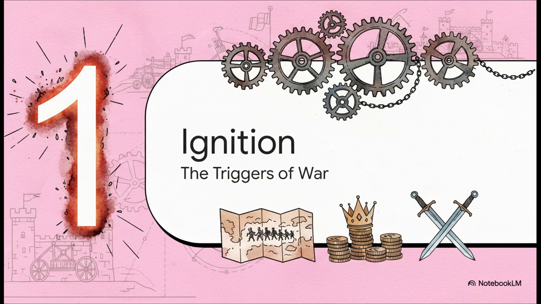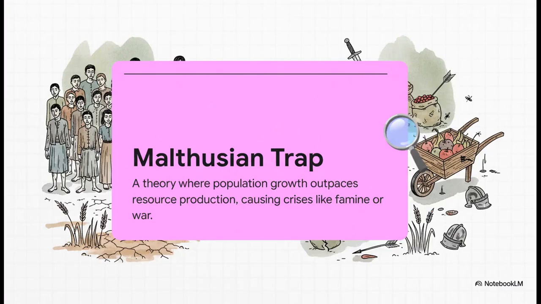Part 1, ignition. What were the reliable, predictable pressures that just kept pushing pre-modern societies towards war, time and time again? Well, one of the biggest triggers is something called the Malthusian trap. It's a really simple but powerful idea. A society's population will almost always grow faster than its ability to produce food. And when that happens, you inevitably hit a crisis point. There's just not enough to go around.